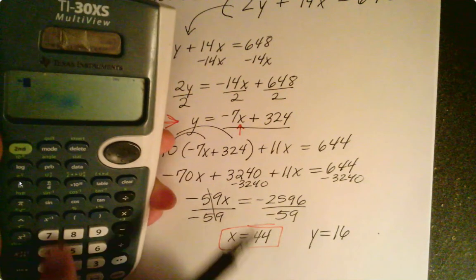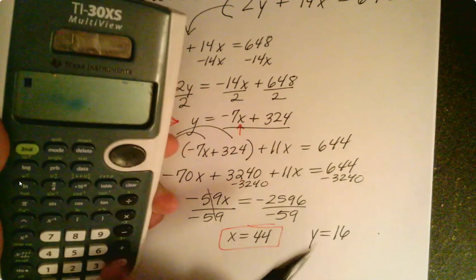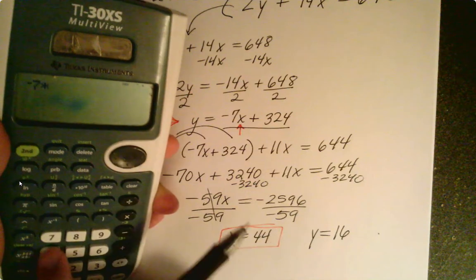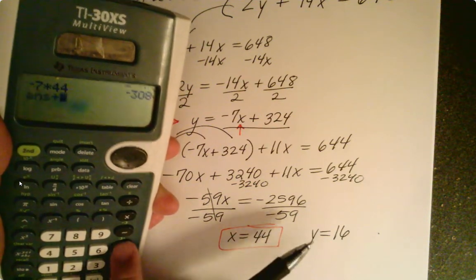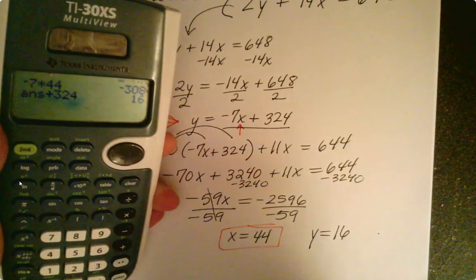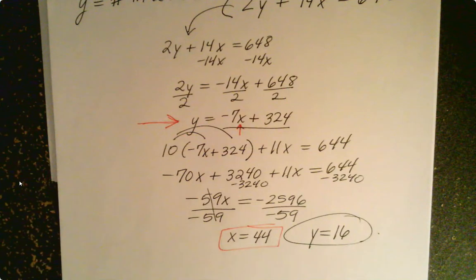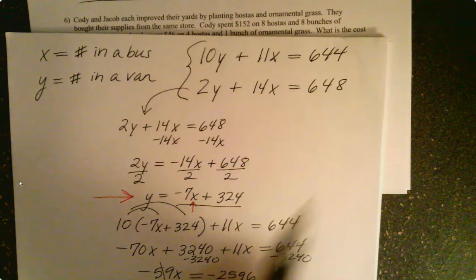Negative 7 times 44, maybe I didn't type something right. Maybe this calculator's being sensitive. Plus 324. That seems like that would be 16. Yeah, that's 16. Alrighty, and there it is. You can always go back and take those two numbers and plug them both in up here and make sure it works for both equations. It has to work for both.